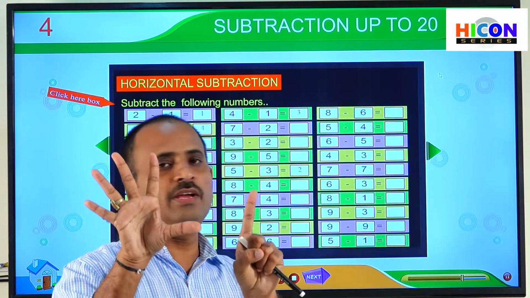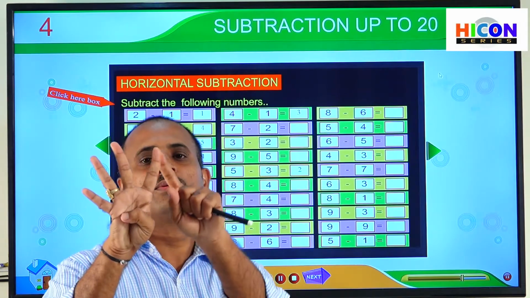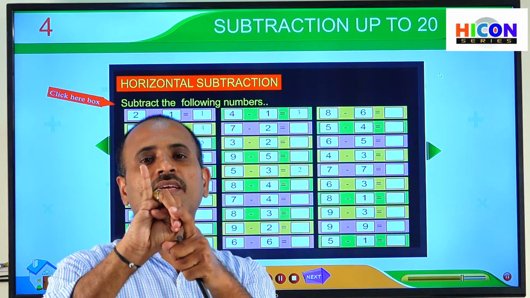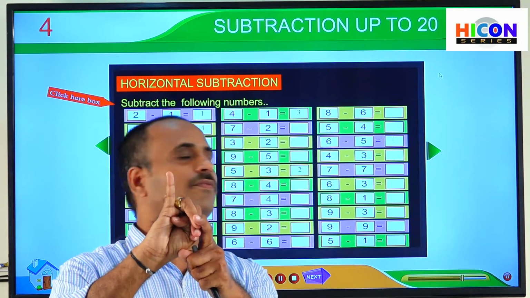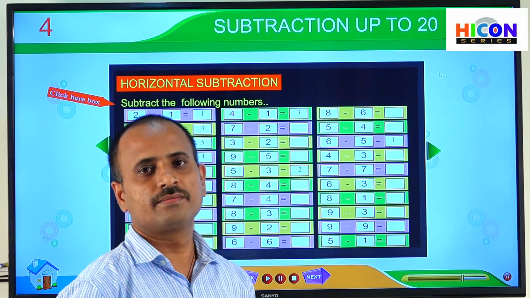So close 5 fingers among 6 fingers. So that is 1, 2, 3, 4, 5. So children, how many fingers are here? Only 1 finger is left. So the answer is 1. So write 1 in this box.